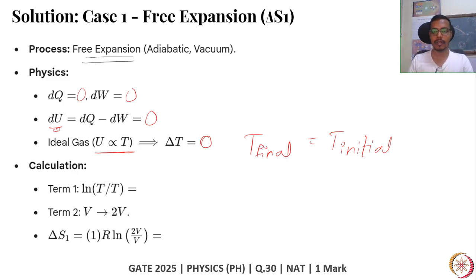Using our master formula, the temperature term is 0 because the logarithm of 1 is 0, since both Tf and Ti are the same. So the first term is 0. The volume term is nR ln 2V over V, which is equal to R ln 2.